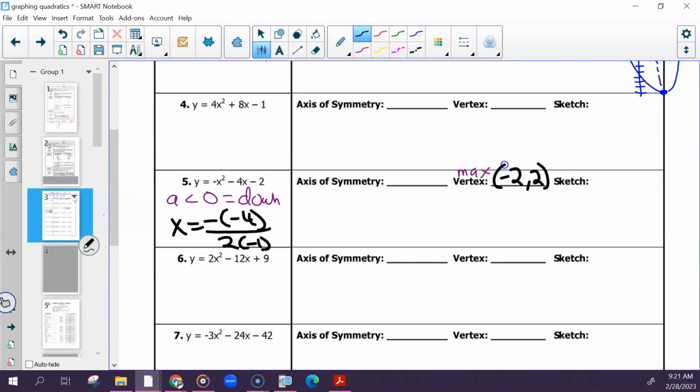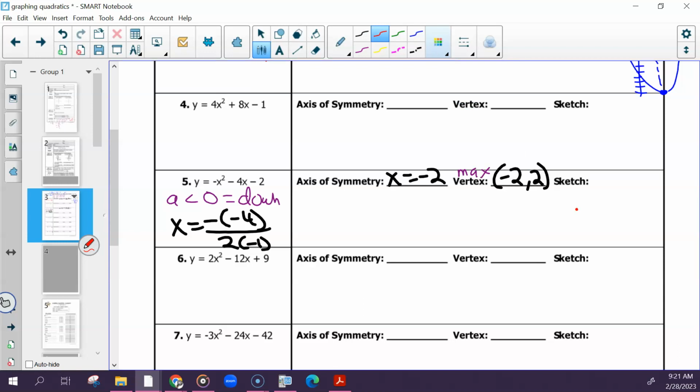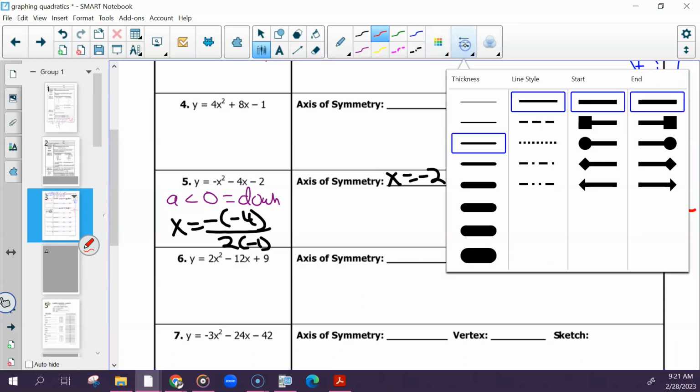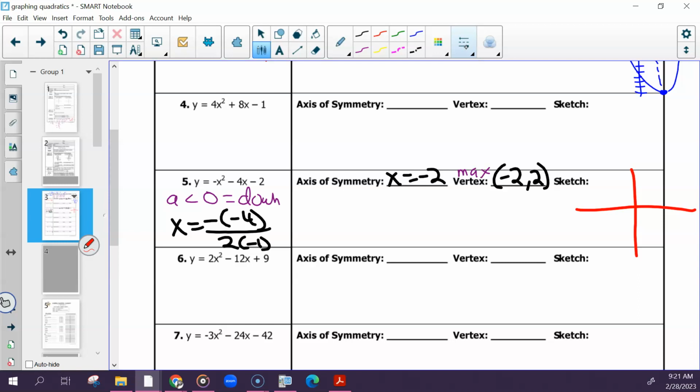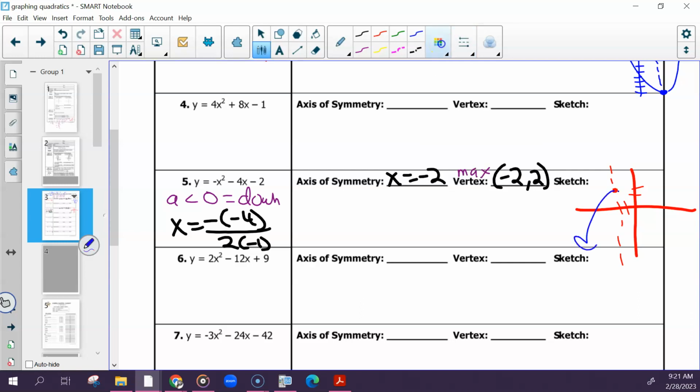So then our axis of symmetry would be what? Going down, negative 2. X equals negative 2. And then you can draw that rough sketch. We have a point at negative 2, positive 2 here. Ooh, that was not pretty. And then we know it's going down. So we'll look something like that.